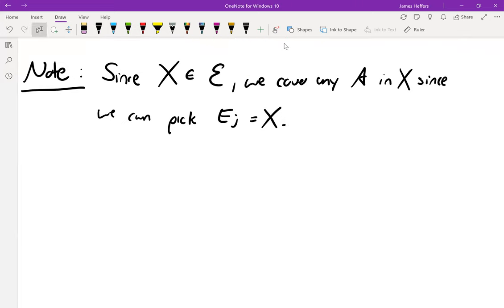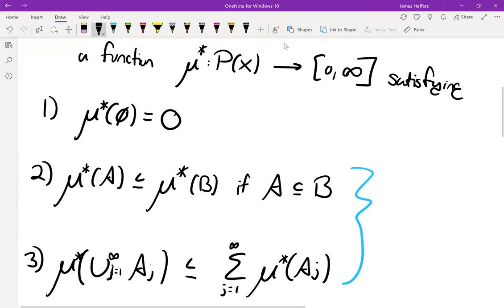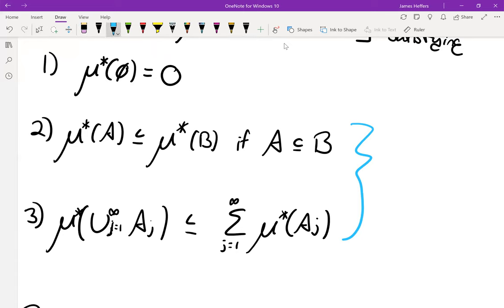Okay, so with that, let's get to the proof of this. What we have to do is just a definition check here. So we check that the mu star defined above satisfies the definition of an outer measure. So what do we need to check here? Well, we need to check these three things. We need to check that the empty set goes to zero, that it has this monotonicity property, and that it has this subadditivity property. And these first two will be pretty quick and easy.